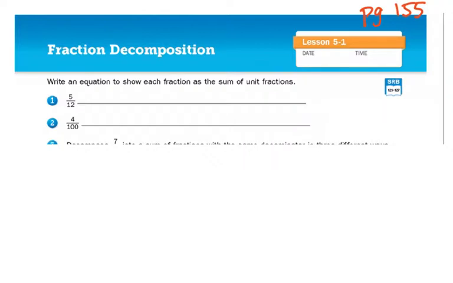Number 1 says write an equation to show each fraction as the sum of unit fractions. When we see unit fractions, we know that the numerator has to be 1. Now in this case, all of our denominators will be 12s. So we're going to go ahead and add together unit fractions that will equal 5/12. So pick up your pencil and let's write.